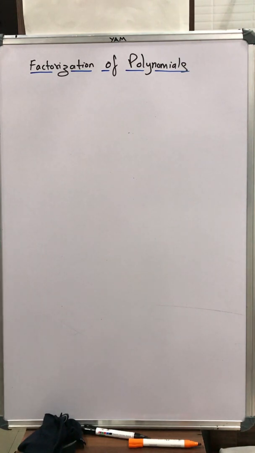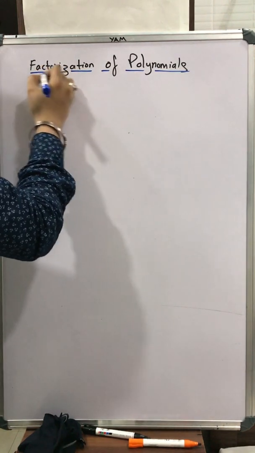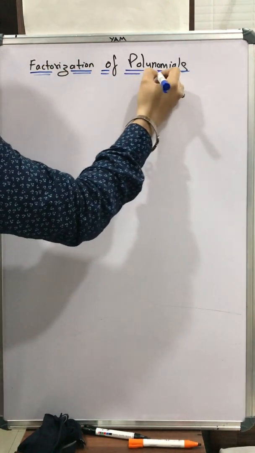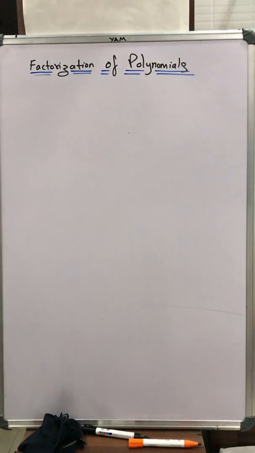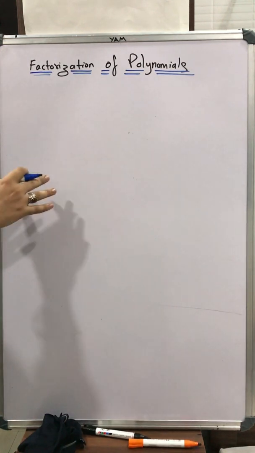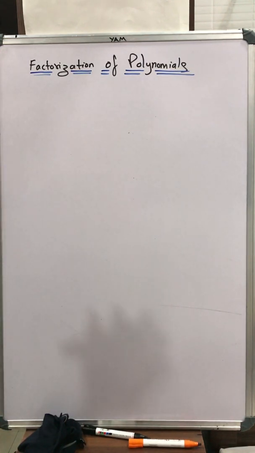This is the most interesting and the easiest chapter of our entire syllabus, factorization of polynomials. To start with the chapter, just see the introduction, 5 to 10 minutes, and that's it. That's the chapter. If you understand the next 5 to 10 minutes completely, then I can say you understood the entire chapter.